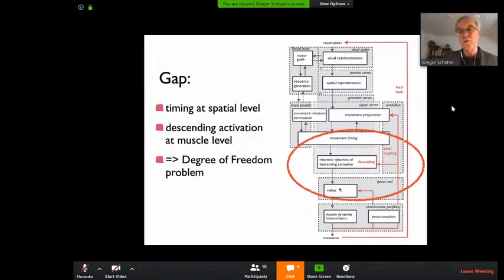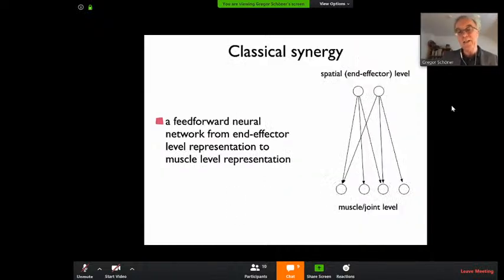And it's a degree of freedom problem because, of course, there are many more muscles than there are end effector velocities. In fact, if you think of the end effector velocity profile in an approximately straight movement, it's actually a single number. It's where you are along the path. And then there are many muscles involved in actually bringing about that movement. And so how does one think of that gap? And again, very analogously to how I started out, there's a tradition to think of that as a feed-forward computational problem.